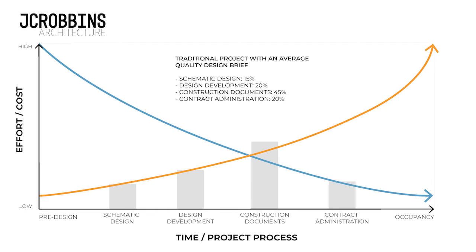A traditional project with an average quality design brief is typically divided into 4 stages as shown. Schematic design takes up 15% of the project, design development takes up 20% of the project, construction documents take up 45% of the project, tender and contract administration takes up the remaining 20%.